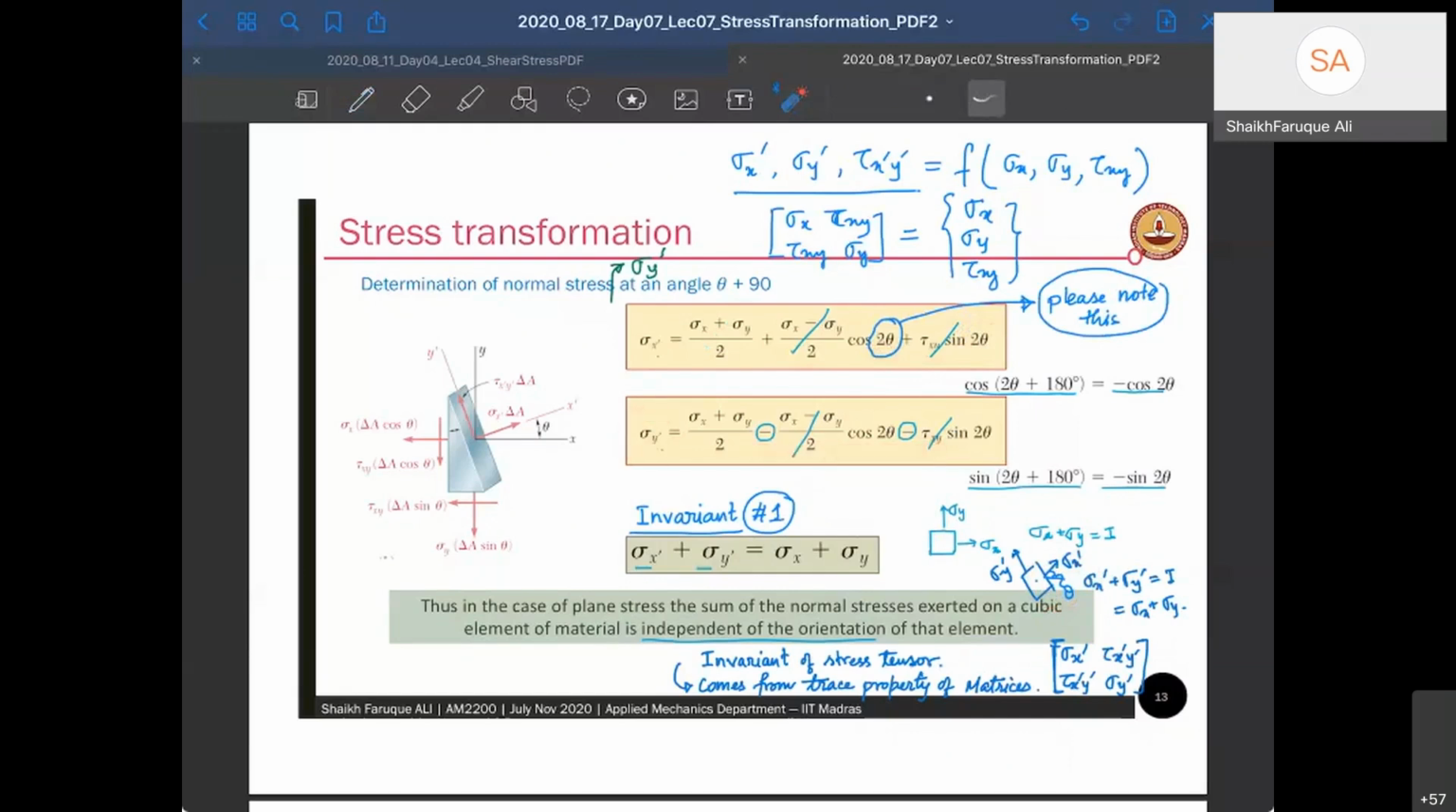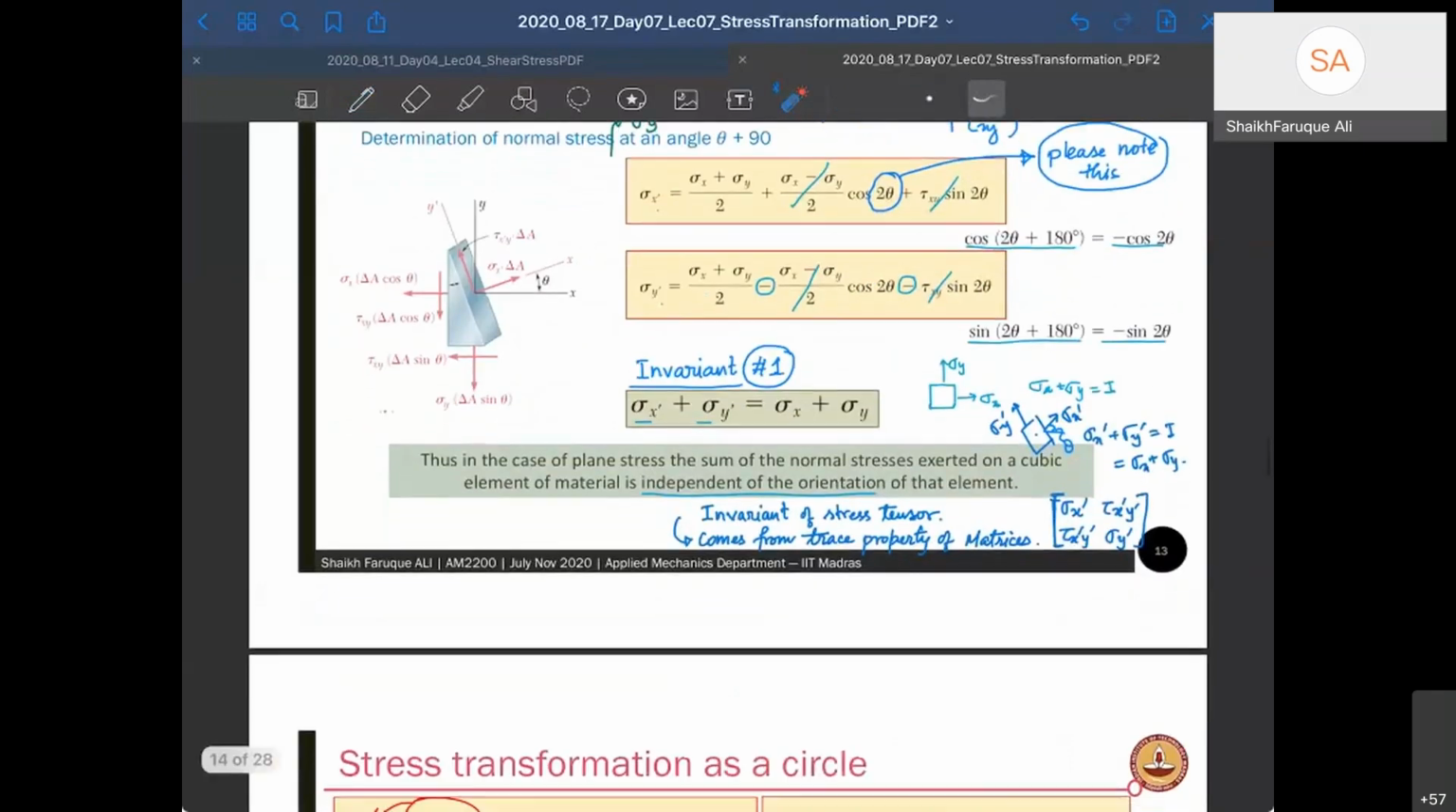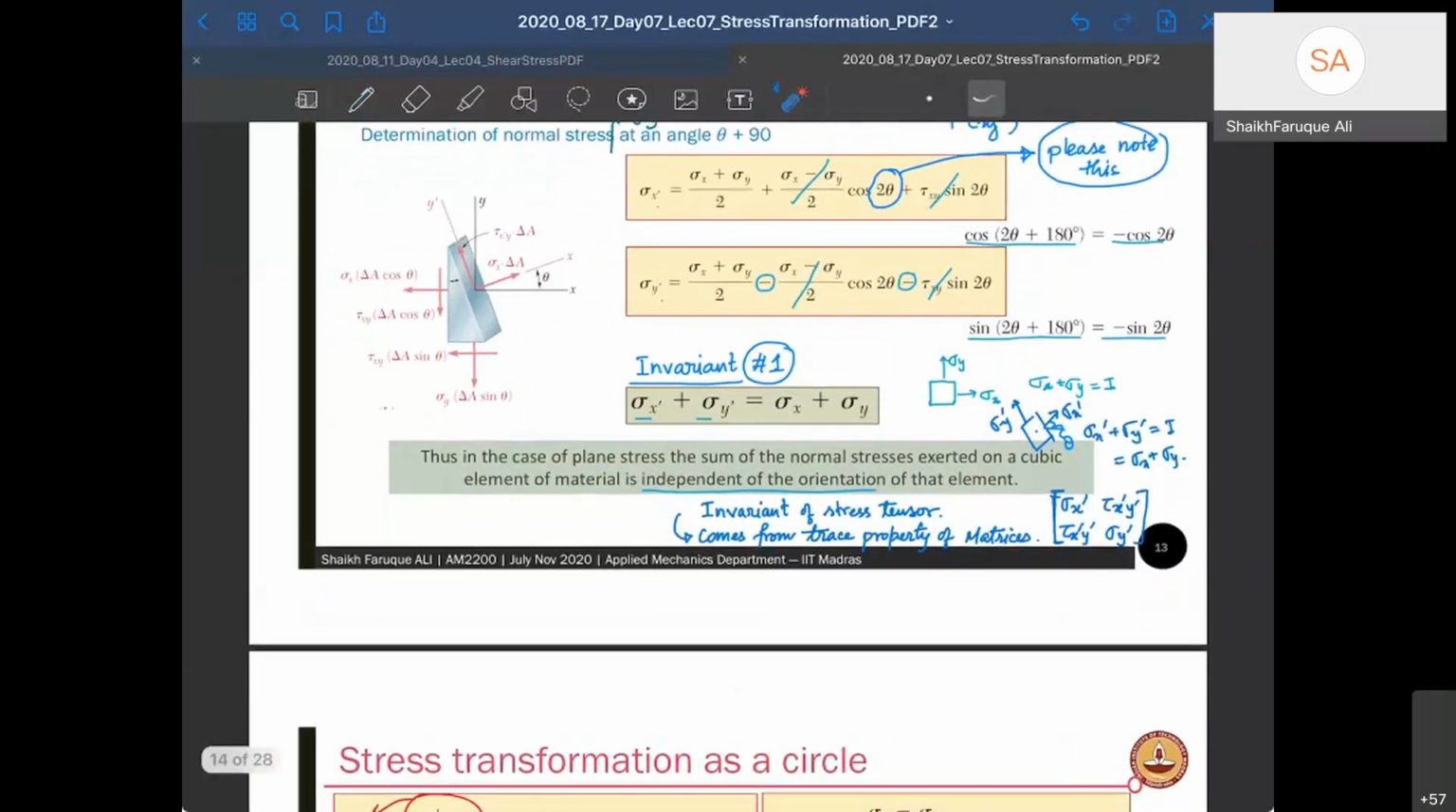I uploaded these notes after the last class, yesterday itself, so you could have gone through them. While doing this, you get two kinds of invariants. One invariant is that the trace of the matrix is constant. That means sigma x dash plus sigma y dash is equal to sigma x plus sigma y, right? So this is constant. And that should be equal to sigma x double dash plus sigma y double dash for any other plane. So for any plane you take, this should be constant. That should also be equal to sigma principal 1 plus sigma principal 2, right? Maximum principal and minimum principal.